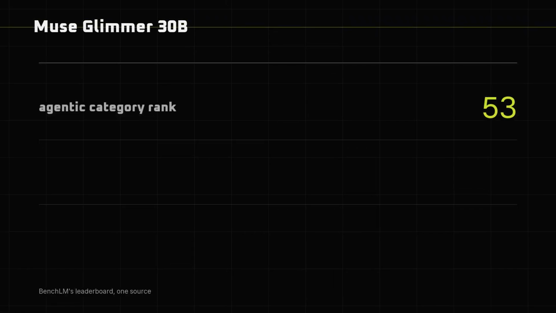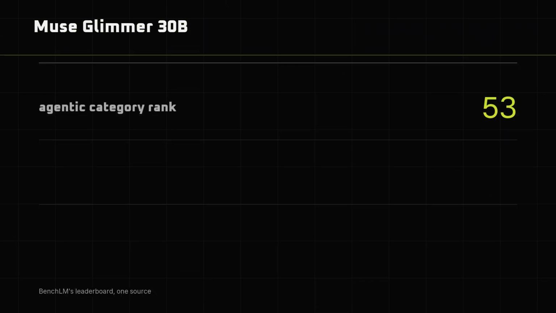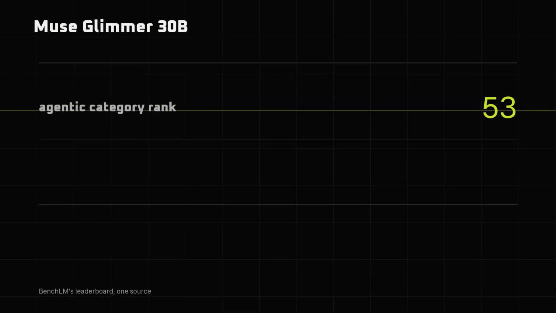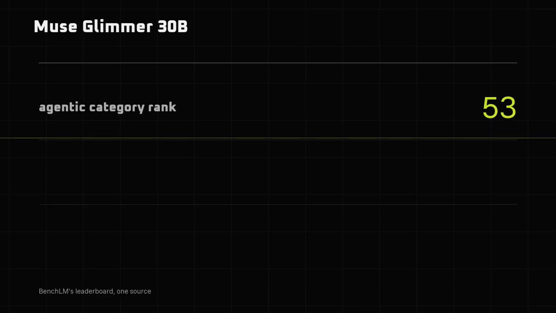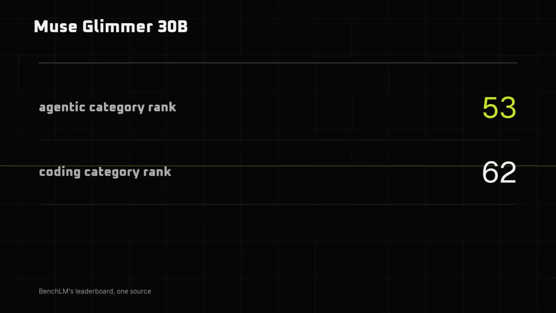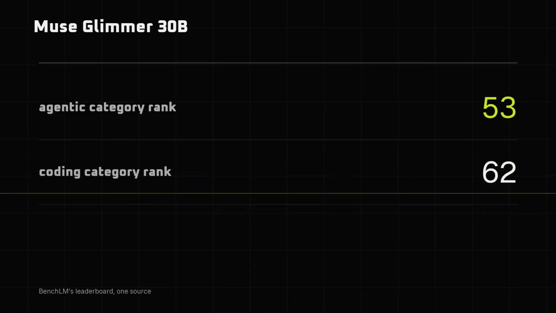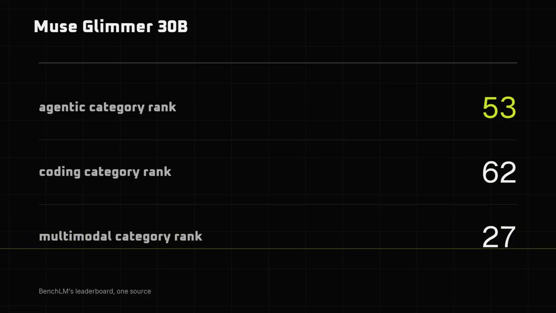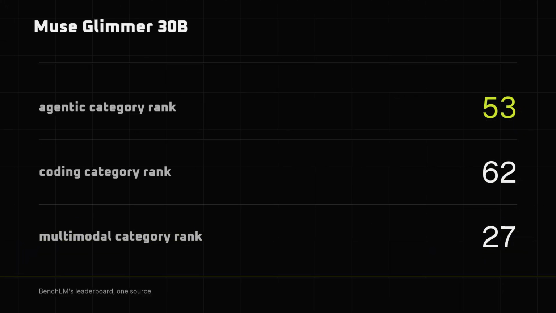Publicly, at the time of recording, 53rd of 137 in agentic tool use, with a category score of 51.7, 62nd of 141 in coding at 52, and rank 27 of 34 in multimodal at 48.9, near the bottom of the smallest field on the board.